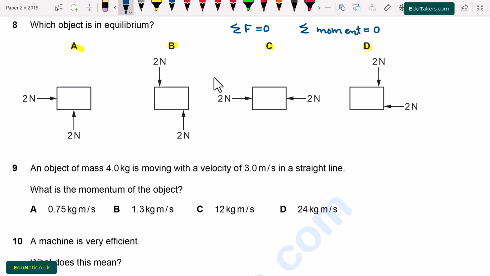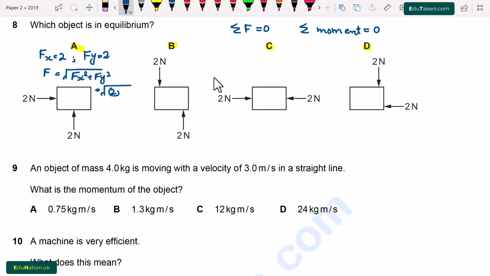Now we see the option A. Here 2 Newton forces acting horizontally and 2 Newton forces acting vertically. So basically Fx is equal to 2 and Fy is also equal to 2. When we find out the resultant force, it will be equal to the square root of Fx square plus Fy square.